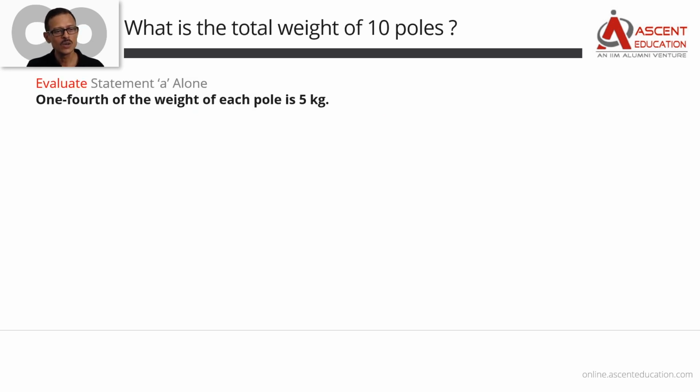A alone என்ன சொல்லியிருக்காங்க? 1/4 of the weight of each pole is 5 kgs. ஒரு variable assign பண்ணலாம். Weight of one pole is equal to x kgs எடுத்துக்கலாம். இந்த statement என்ன கொடுத்துருக்கோம்? 1/4 of the weight of each pole. ஒரு போலோட weight x kgs-னா 1/4 of the weight will be 1/4 of x. That is equal to 5 kgs. So அப்போ x எவ்வளவு? x is equal to 5 into 4, which is equal to 20 kgs. Weight of one pole is 20 kgs.